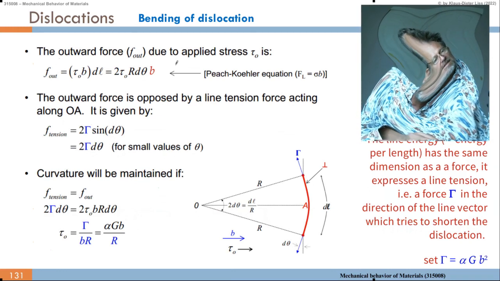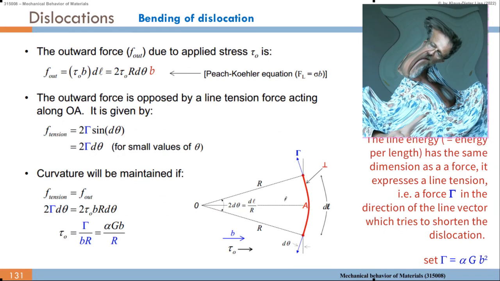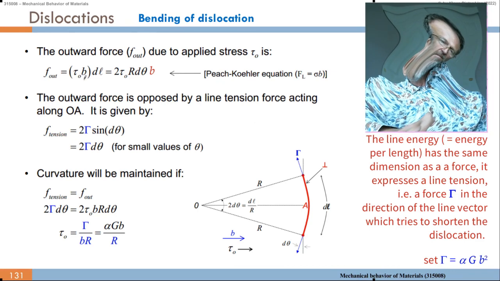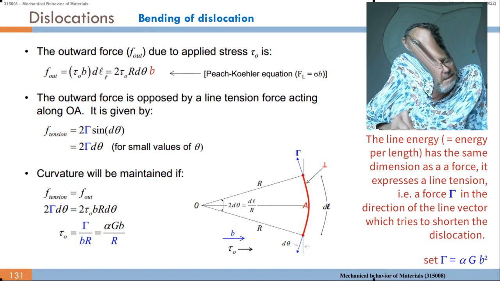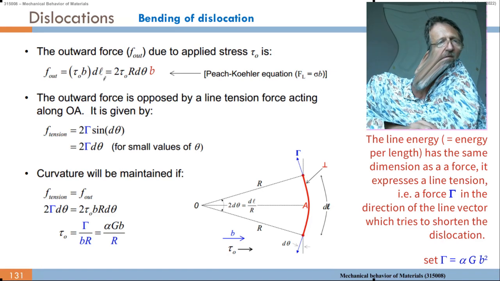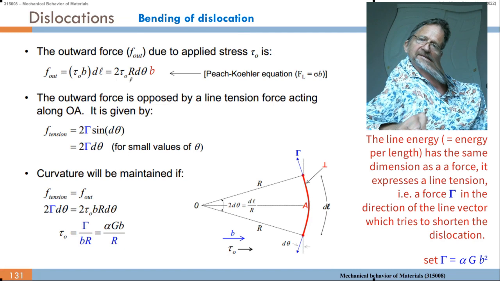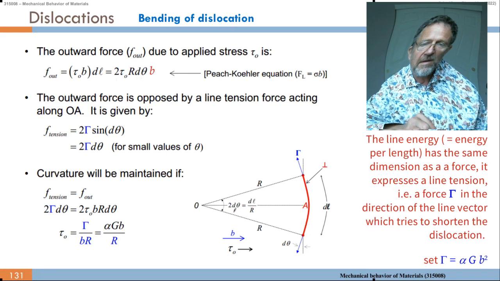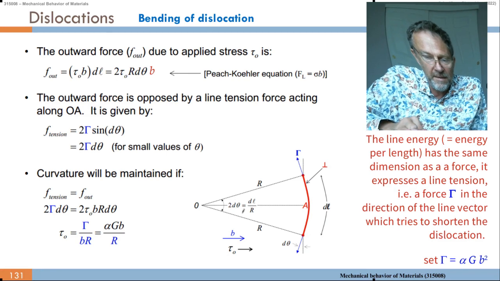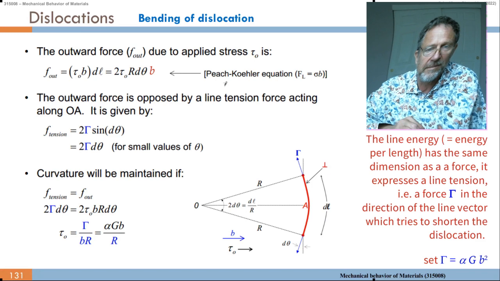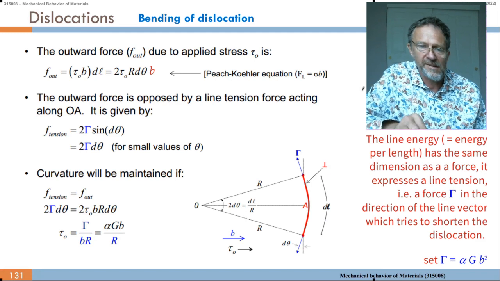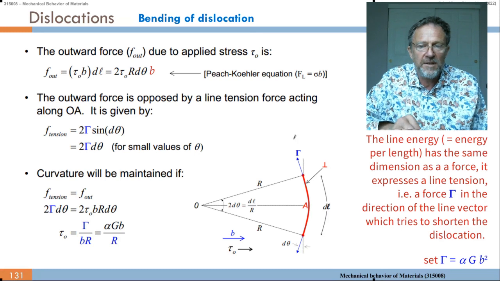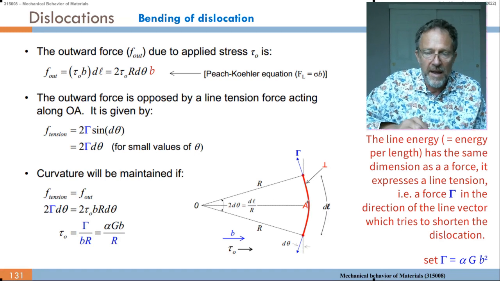The outward force F out due to the applied stress, here in the outward direction, is, as we have had for the forces before, tau 0 times b times dl per unit length, and this is 2 tau 0 r d theta b, if this is d theta when you look at the angle. That's called the Peach-Köhler equation. Then the outward force is opposed by a line tension force acting along OA.